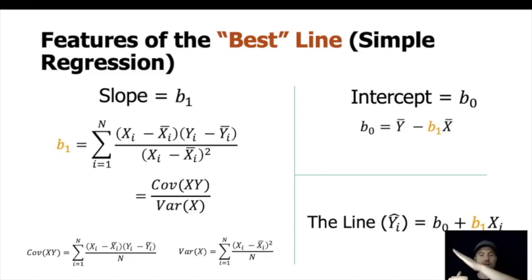The intercept is where the line crosses the 0 point of x. So it crosses that line, that 0 point. That's the intercept. So that tells us what is the average y value when x is 0. That's what the intercept means. And we use that equation there with the mean of y minus the slope times the mean of x.